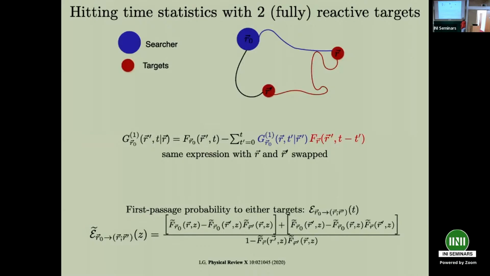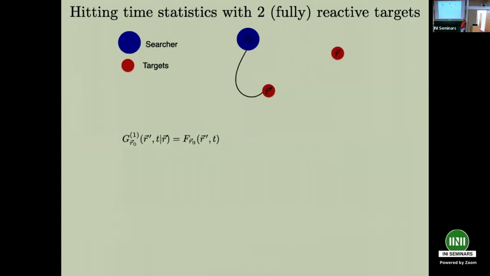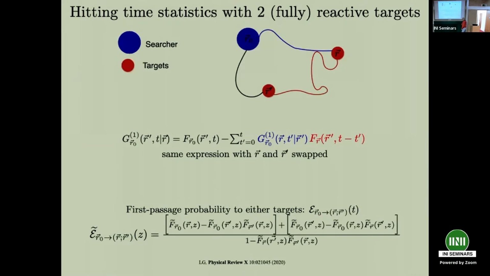So, yeah, and you can see, oops, no, sometimes I miss it, yeah. And similar here, this is the other one. So you go to R prime without going to R. So then you have to subtract all the trajectories from R0 to R, and then from R you go back to R prime.